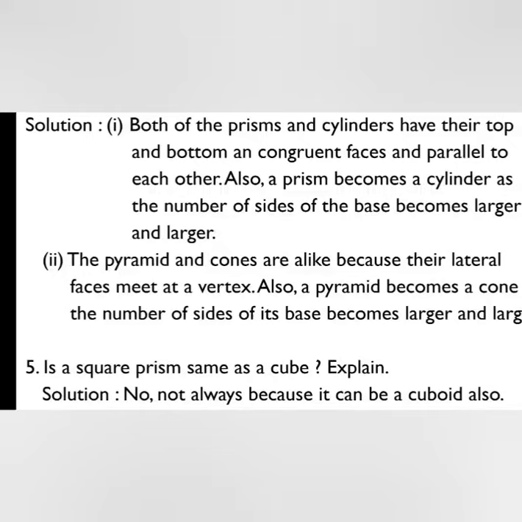We have learned that a square prism means that top and bottom are squares. We don't know about the lateral part. So it cannot be said, because in a cube all the faces are squares. In a cuboid it may be possible that the top and bottom faces are squares and the remaining faces are rectangles. So the answer is no, not always, because it can be a cuboid also.